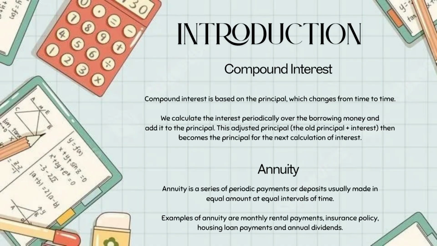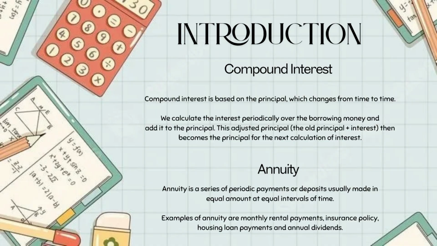So let me start this presentation by giving an introduction to two important concepts in business mathematics: compound interest and annuity. First, let's talk about compound interest. Compound interest is based on the principle which changes from time to time. We calculate the interest period over the borrowed money and add it to the principal. This adjusted principal, the old principal plus interest, then becomes the principal for the next calculation of interest.